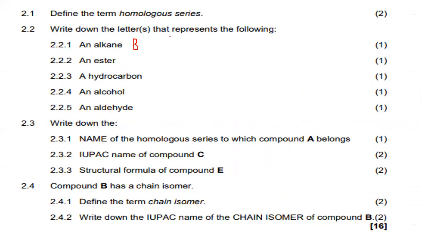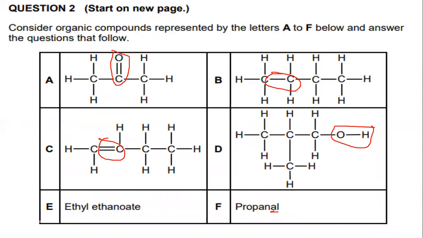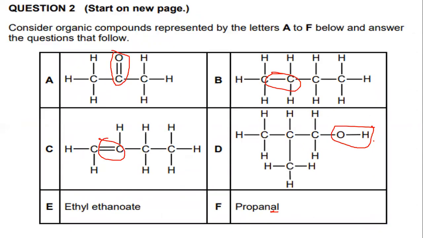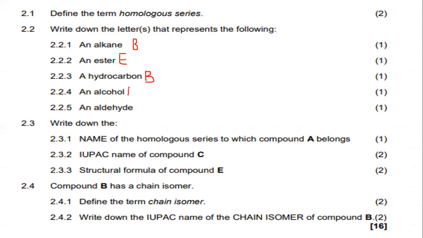The next question wants us to look at the ester, okay? So we go back. When you go back, ethyl ethanoate, we know it would be our ester. We spoke about it before. The letter of the hydrocarbon, we already know alkanes are the hydrocarbons. So we can say this B would also work here because alkanes are hydrocarbons. The letter for alcohol, we look for something which has an OH. There's an OH. So it means it would be D. D is an alcohol. Okay.